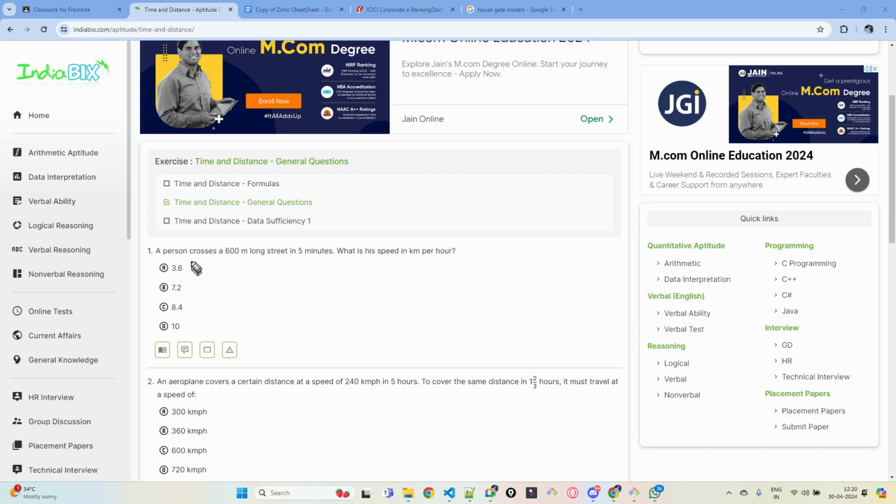So let's see this problem. A person crosses a 600-meter long street in 5 minutes, and you are asked to calculate the speed, but you have to give it in kilometers per hour. The speed, whatever you are asked, is distance by time. What is distance? 600. What is time? 5 minutes. And you are asked to find it in kilometers per hour.